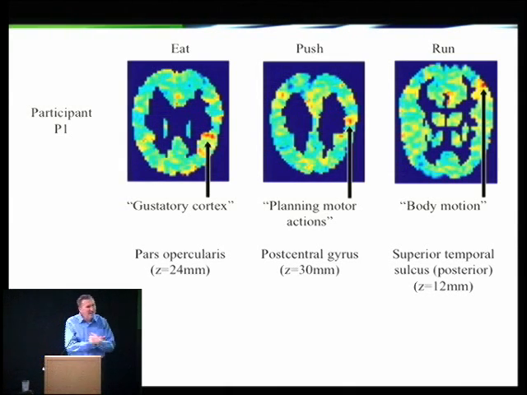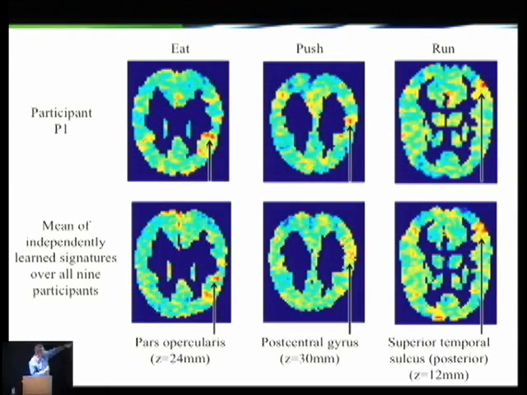No, well, see, these images are images of the 20,000 coefficients learned by the model for the verb eat, at least for one participant. And since we did this for nine participants, another thing I could show you is the mean of the nine independently trained models for eat. So we looked at that, too, and here's what it looked like.